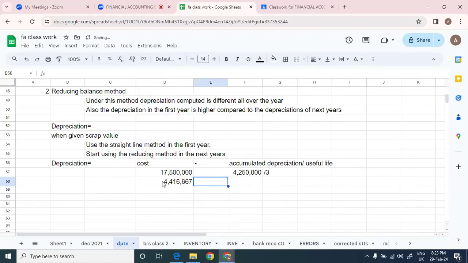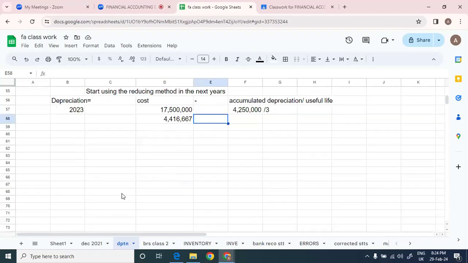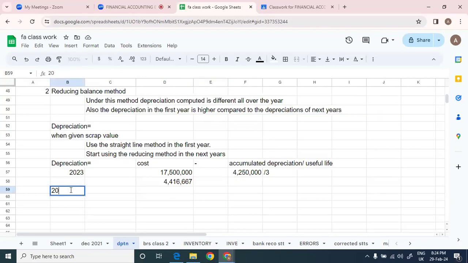So this is what I'm getting. This is my depreciation in 2023. You see, in 2022, I got 4,250. In 2023, I'm getting 4,416,000. Let's go to 2024.